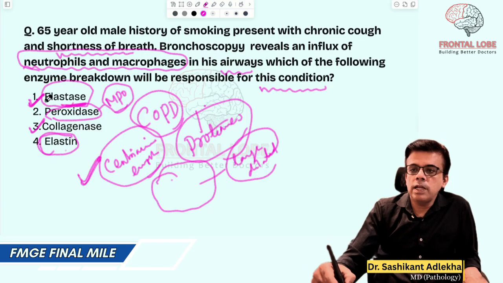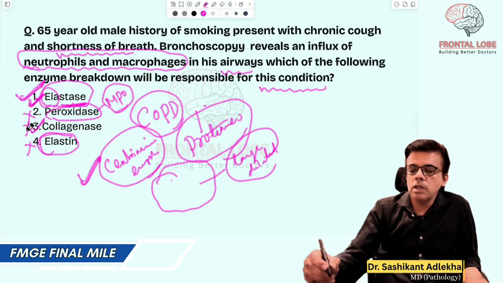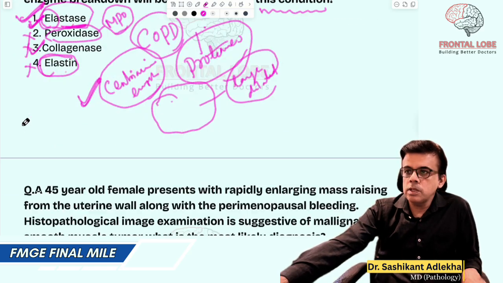So the correct answer is elastase. We will go with the answer elastase. Everything else is ruled out. Going to the next question.